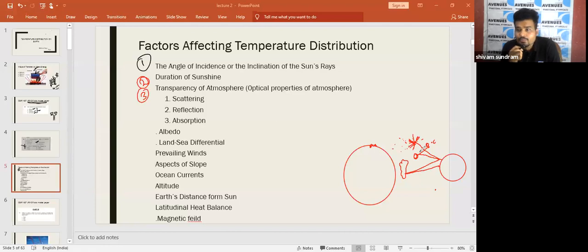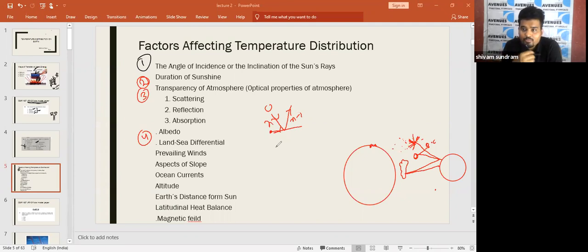Now let's talk about albedo, the fourth point. What does albedo mean? Albedo is simply the amount of sunlight which is... suppose this is the object. Suppose n amount of sunlight is incident on this surface, and then n minus 1 is moving back to space. So this is coming from the sun and this is moving back to space. n is coming, n minus 1 is going. So the ratio of this is called albedo. How much is coming to the surface and how much is going back.